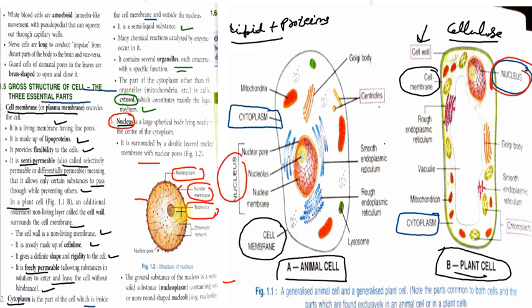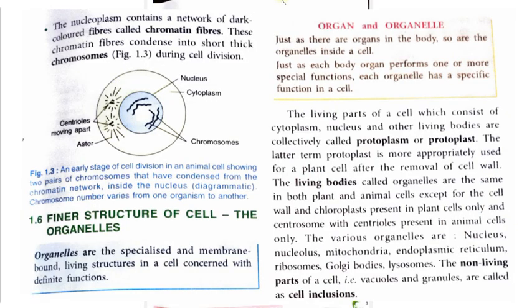So let us move on to the next. These are chromosomes I have told you about during cell division. This is an early stage of cell division in an animal cell, showing two pairs of chromosomes that have condensed from the chromatin network. Inside the nucleus, the chromosome number varies from one organism to another, right?